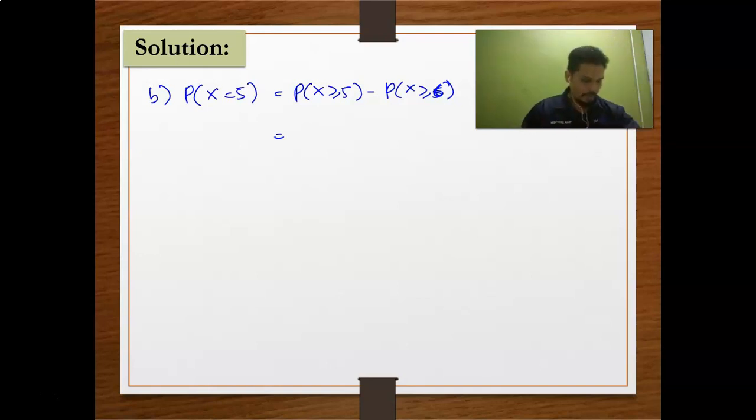So if x equal to 5, it's not page 12 anymore, it's page 13. Lambda equal to 5 here, and refer to the value of r, which is 5 and 6. So 5, it is 0.5595.